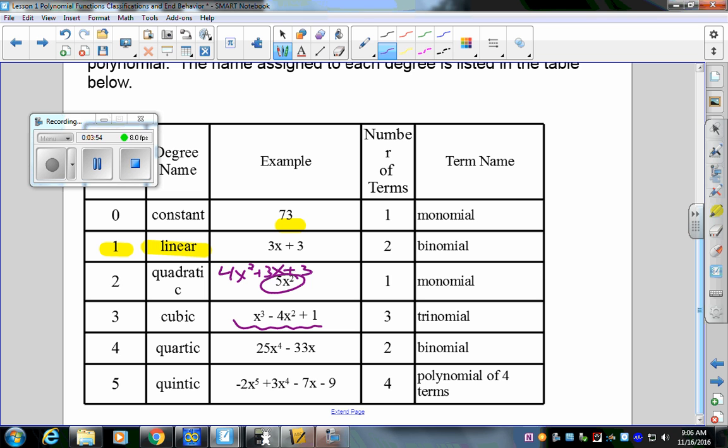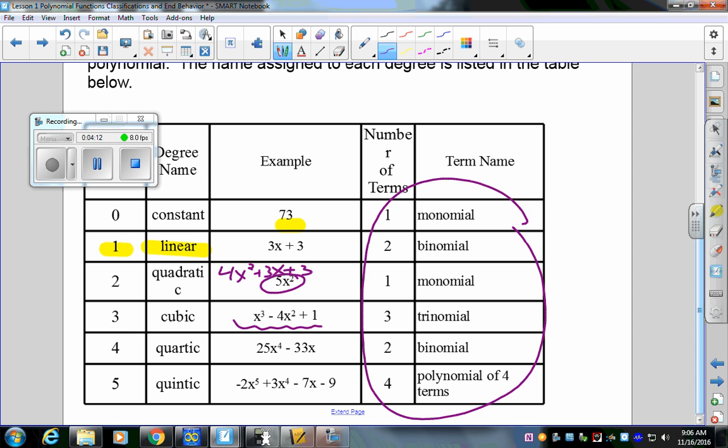Okay, so this back here, the number of terms, doesn't determine the degree, it just tells you how many terms are in there. So if there's only one term, it's a monomial. If there's only 2 terms, it's a binomial. 3 terms is a trinomial, and anything bigger we say polynomial of 4 terms, polynomial of 5 terms. That's the correct way to do it.